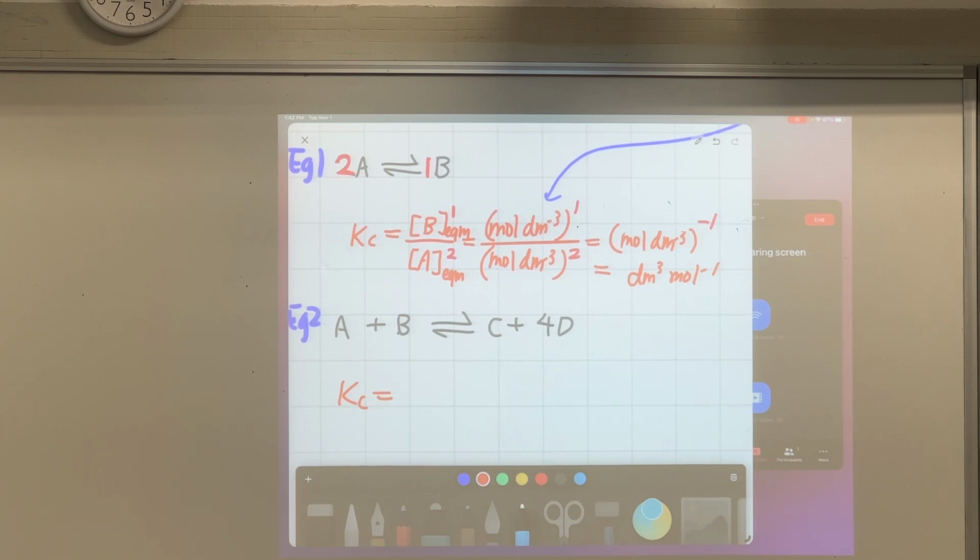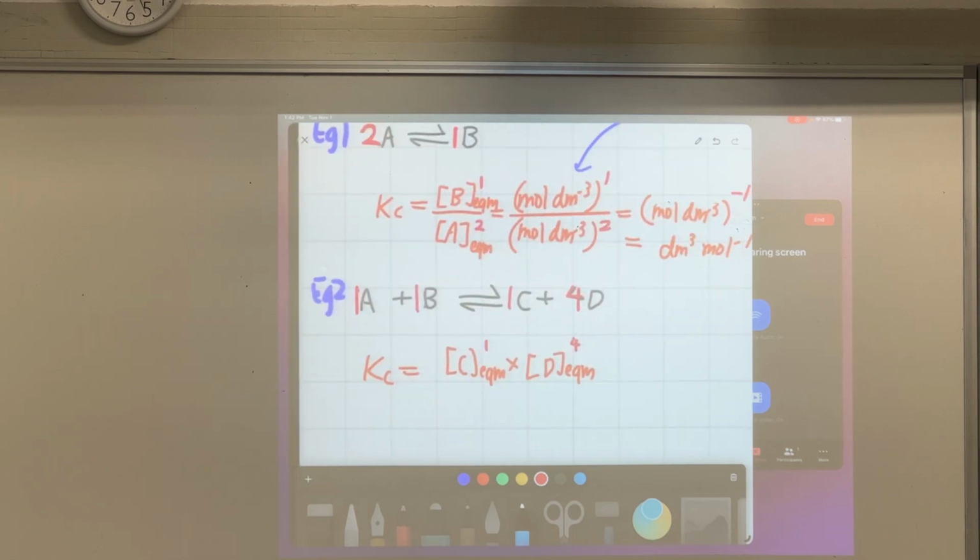Multiplication. I know what you see here is a plus sign, but when we turn this into a Kc expression, we will write a multiplication sign between terms. Each of them should be raised to a power of their coefficient. D will be raised to a power of 4, and every term will be raised to its own power. Then you divide by the concentration of A at equilibrium times the concentration of B raised to a power 1. I really want you to know that this is multiplication, not addition, as I see some students still make this mistake.